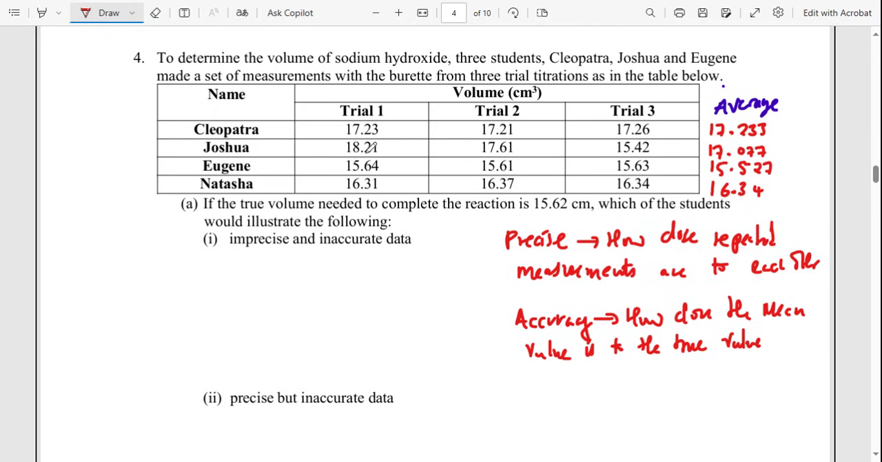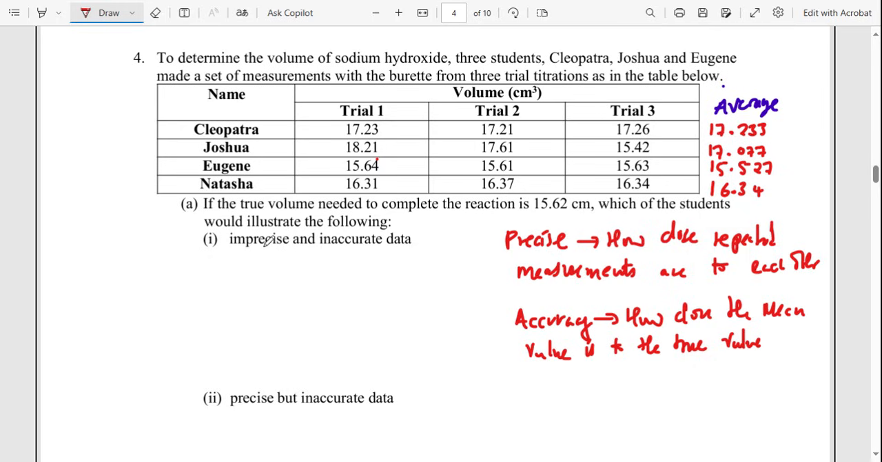Joshua: 18.21, 17.6, 15. This guy is a very bad boy. This is the one who is wasting our equipment at UNZA. He goes in the lab, is doing a titration just like you guys will be wasting these things when you start doing. How can you be finding those differences? Okay, so this guy is not precise because the repeated measurements are away from each other. And then Eugene: 15.64, 15.61, 15.63. So this guy is precise. Natasha is also precise because only the fourth digit is different.